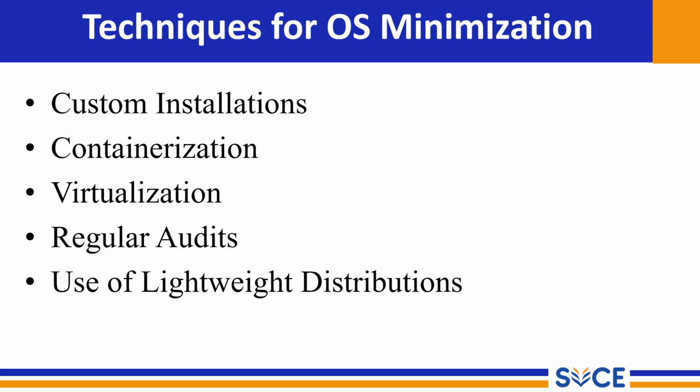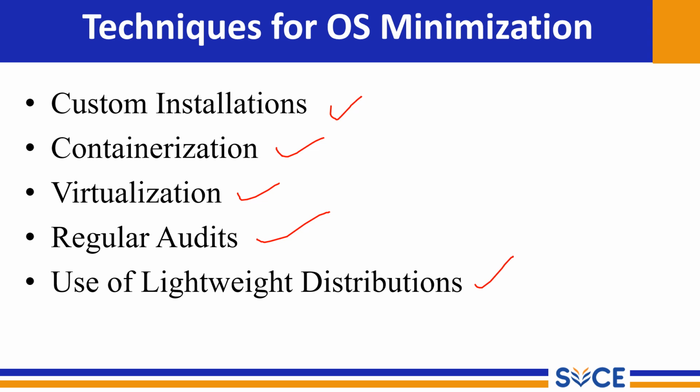So the techniques of OS minimization are custom installation, containerization, virtualization, regular audits, and use of lightweight distribution. In custom installation, during the OS installation process itself, you could select only the components and features necessary for the specific use case. We have to avoid default installations that include unnecessary software. And containerization means using container technologies to isolate the applications and their dependencies. This allows for a minimal OS footprint while maintaining functionality.